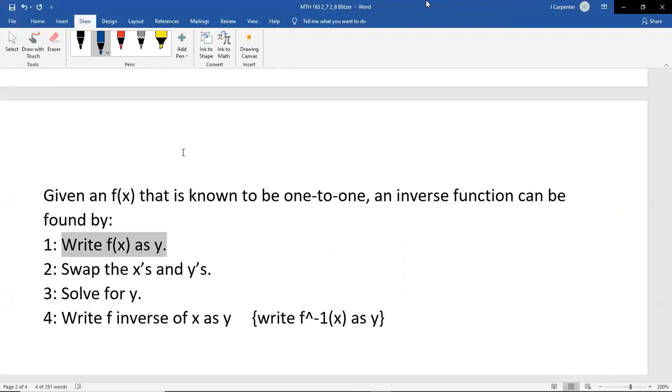Well, to find an inverse function, the math that we're going to have to do is a lot easier if we just write it as a y instead. So we're going to make it a y as a placeholder, but ultimately we will come back to this f of x style notation. So just change your f of x to a y to make things easier.